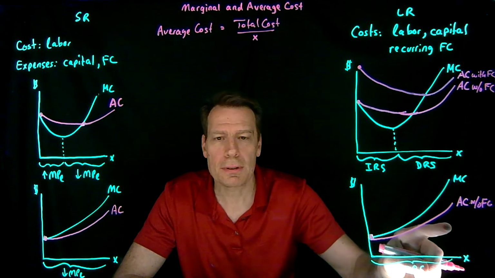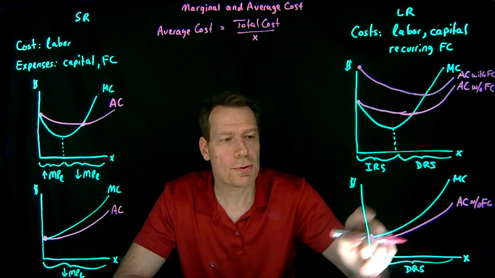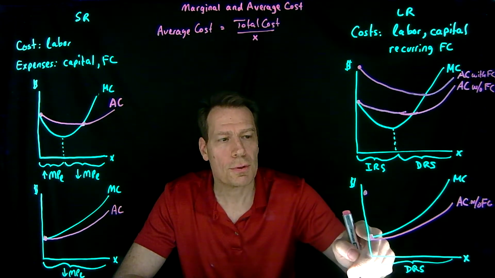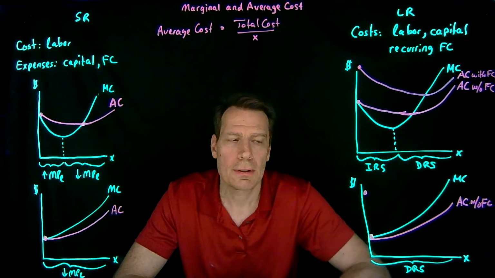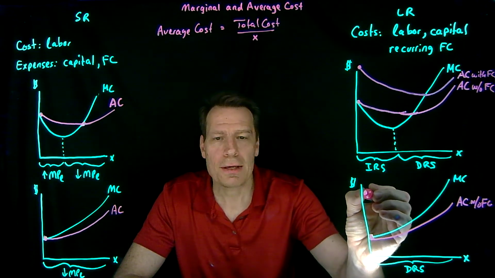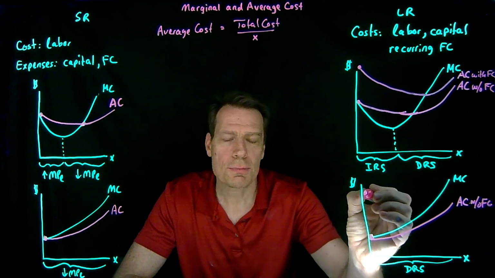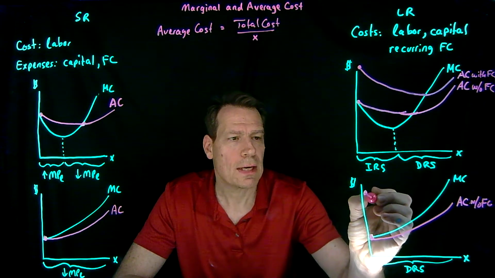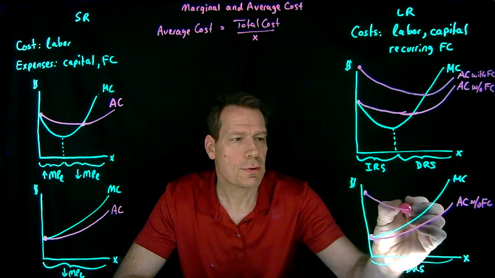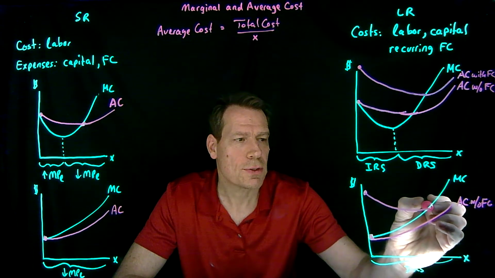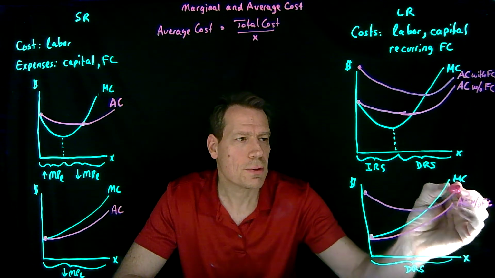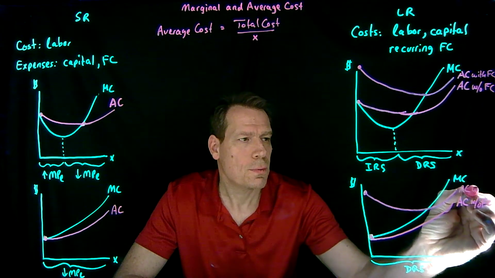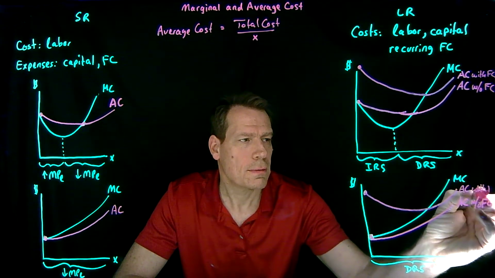We can similarly put the average cost with fixed costs into this picture. It would start higher. For that first unit we have to add the fixed cost. But then as we produce more, that fixed cost becomes a smaller and smaller part of average costs. We get a downward sloping average cost curve. When it crosses the marginal cost, it's going to start to slope up. So we get an average cost with fixed costs.